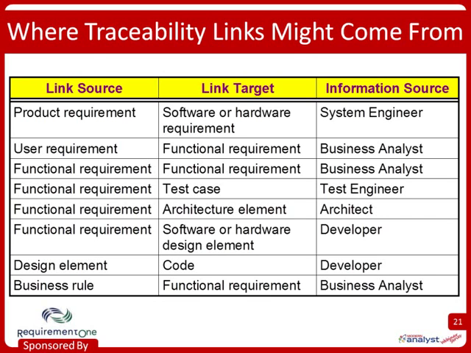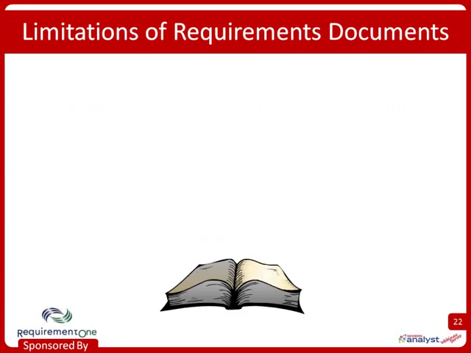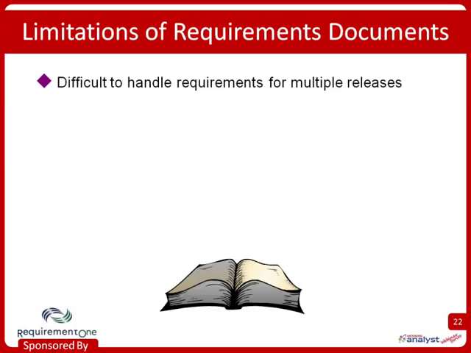But this gives you an idea of who might be the right people to provide various kinds of traceability information based on what the link goes from and to. We've talked about documents, but there are some limitations of using requirements documents, even though that's what most people do.